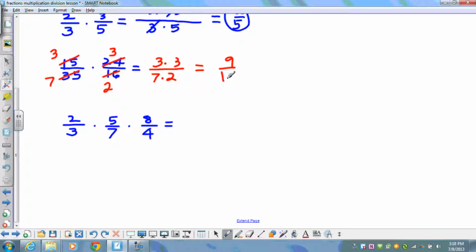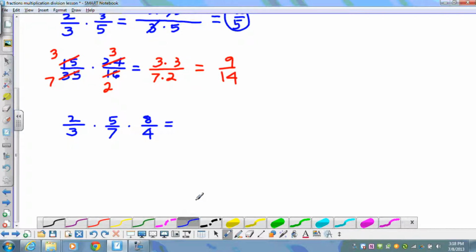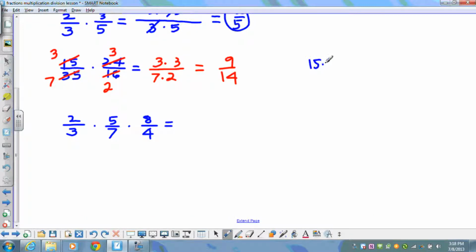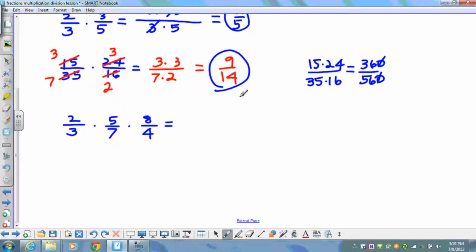And if you were to do it the other way, if you just multiply through in the beginning, 15 times 24 divided by 35 times 16, you would have obtained 360 over 560. And once again, you could have simplified that. First divide both sides by 10, and then divide both sides by 4, the top and the bottom, and you would have obtained the same exact answer as we got over here. This one just saves some time because we got rid of the larger numbers early on, and the multiplication was simpler in the next step.